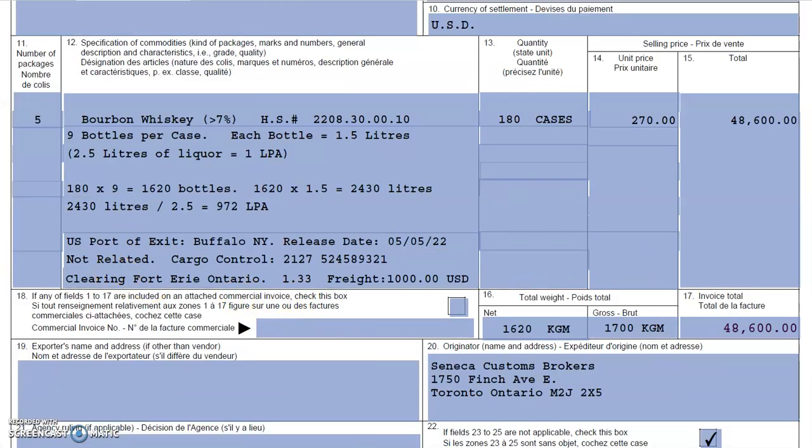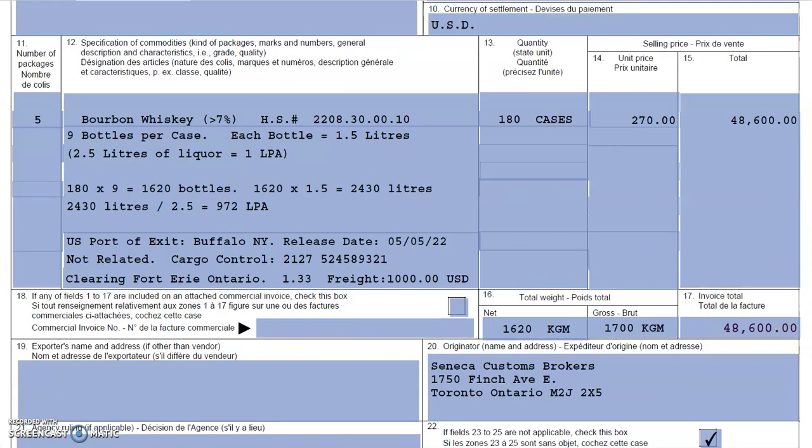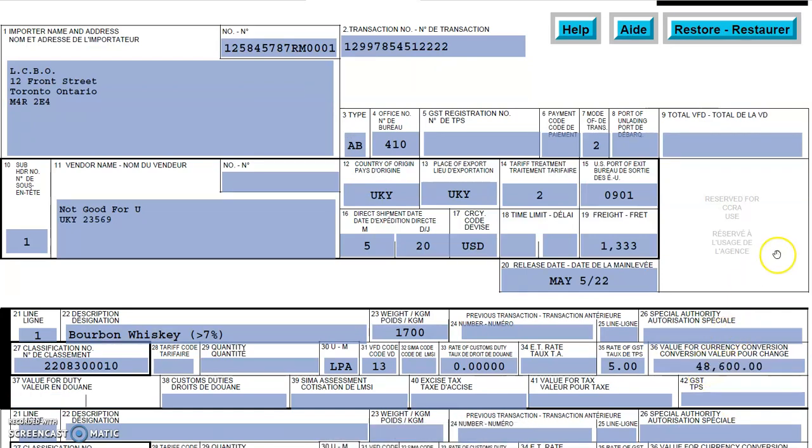Now, are these guys related or not? They're not related. So the B3 is going to be value for duty code 13. And the rate of GST is 5%. Value for currency conversion is $48,600.